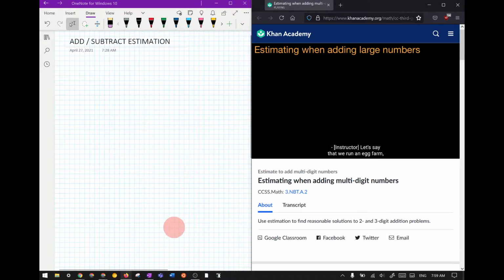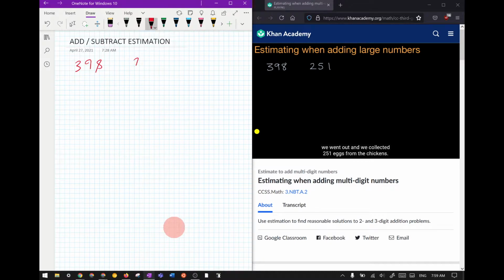Let's say that we run an egg farm, and yesterday we went out and we collected 398 eggs from the chickens, and then today we went out and we collected 251 eggs from the chickens. And what we're curious about is roughly how many eggs do we now have that we've collected over the last 2 days? Well, there's a few ways we could do that. We could just add 398 to 251 and figure out what that is equal to.